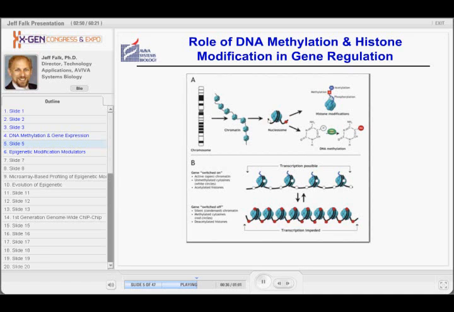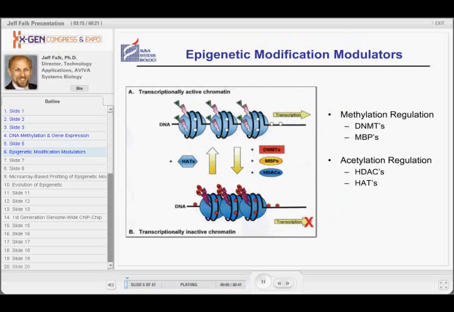And things then shift into a closed architecture where DNA methylation is occurring in the promoter regions, as well as methylation of the histones and deacetylation of histones in general. So it's really this opening and closing of the chromatin structure that's affecting gene expression, and methylation and acetylation are the controlling factors that people are looking at in epigenetics.